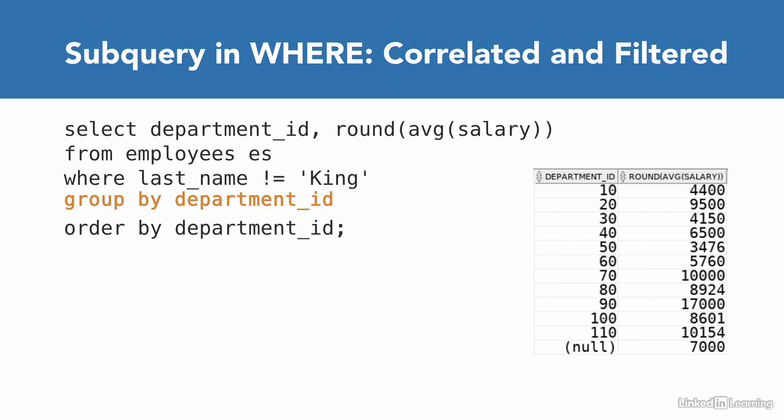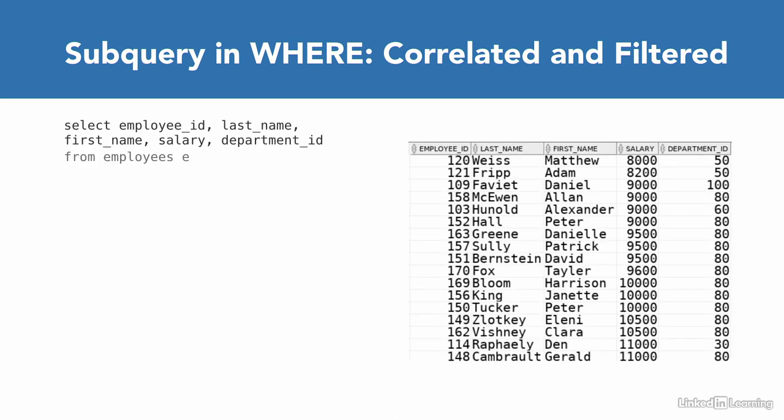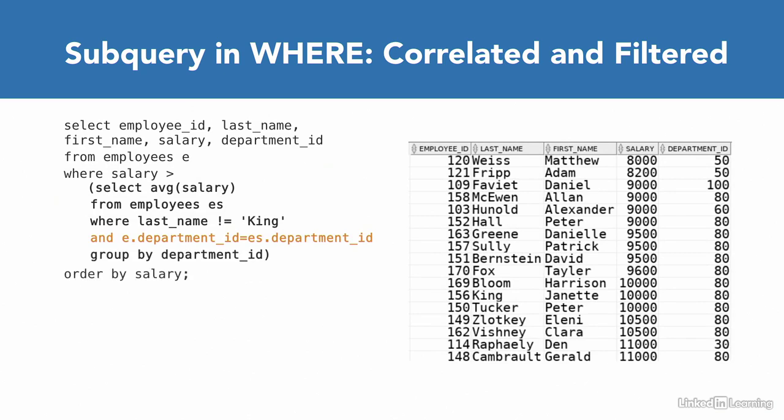The query to retrieve average salaries by department are in the slide along with the results. I'm still excluding King, even though she is in a department of her own. I revised the query with the new subquery. The subquery will return different results for each row in the main query based on which department they're in.